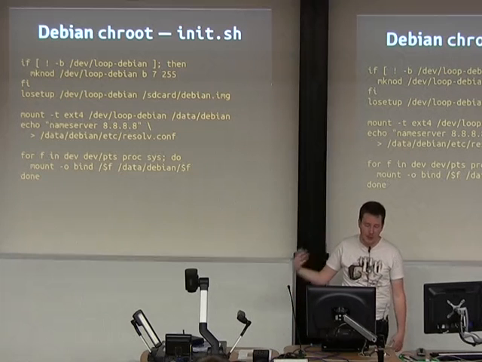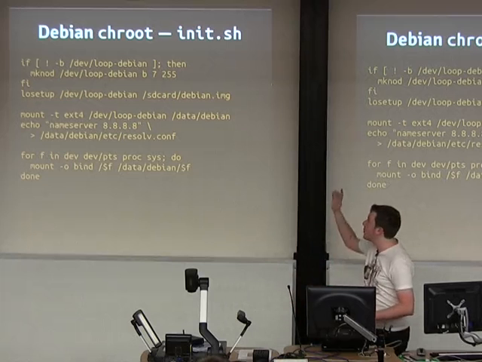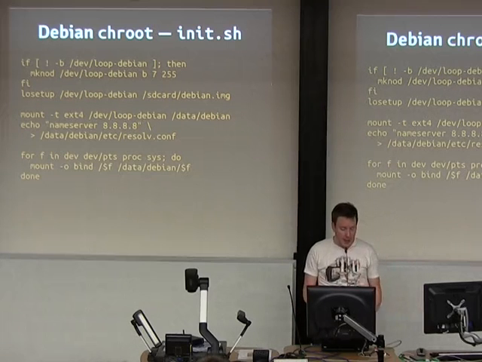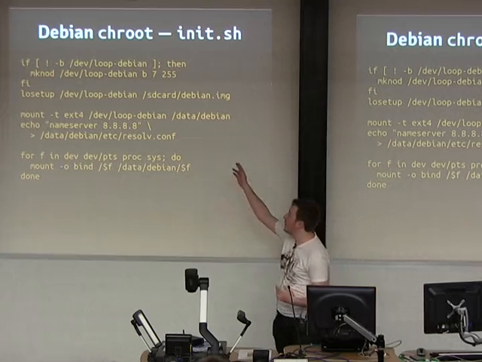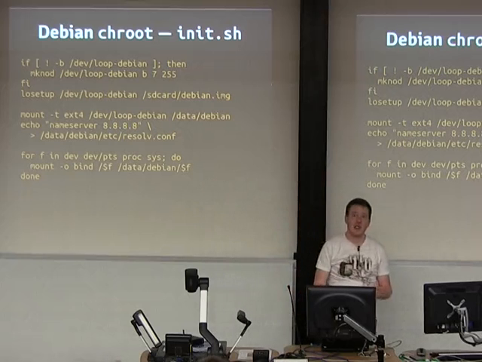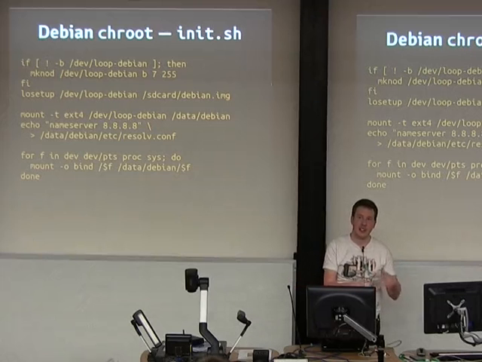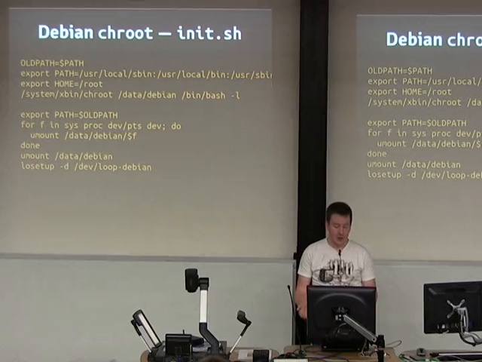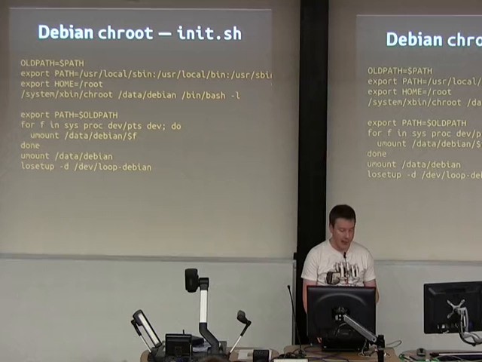So we run losetup. The install will not know how to find a name server, so you just put something in there. You mount it, obviously, and then you bind mount dev, pts, proc, and sys so that you can run things like GDB, and they can actually attach to processes outside of the chroot. From there, you just do some stuff, you call chroot, and then you unmount and clean up, which is basically the reverse on the way out.